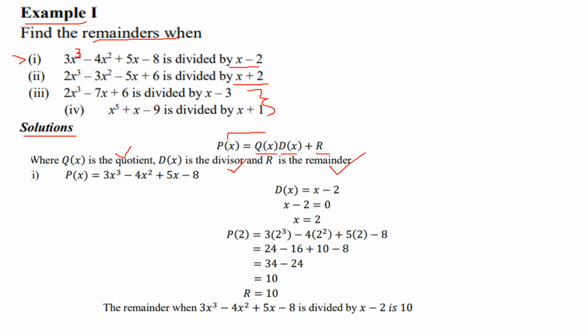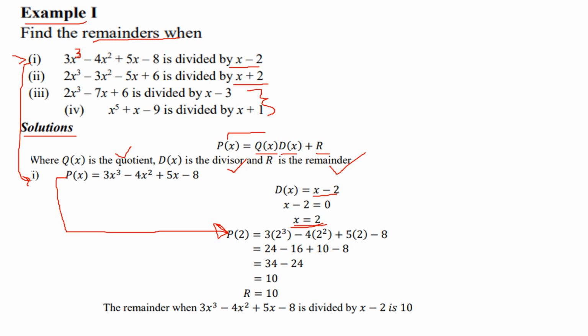So if we start with Roman number 1 as our example, our divisor in this case is x minus 2. As we have said, you get your divisor and equate it to 0, and then you make x the subject. After doing that, you substitute for x in your polynomial. So our polynomial is this, so we come back and we substitute.